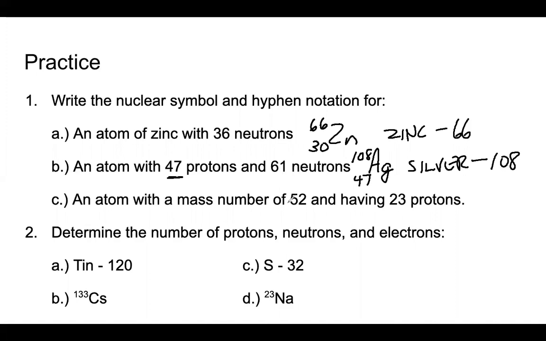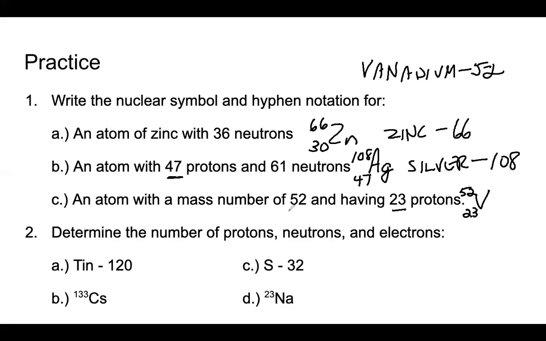C, an atom with a mass number of 52 having 23 protons. So again, look on the periodic table for element number 23, and that is V for vanadium. We have 23 protons. The mass number is 52. So we don't have to do any subtraction there, 52, 23V. And to write the hyphen notation, V is vanadium, vanadium-52.